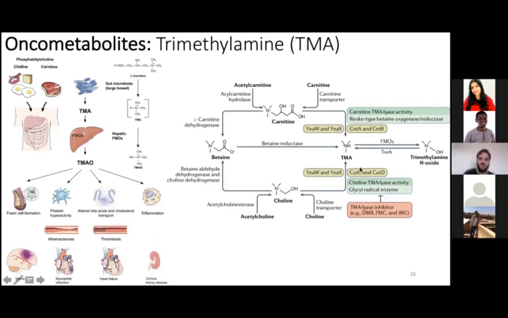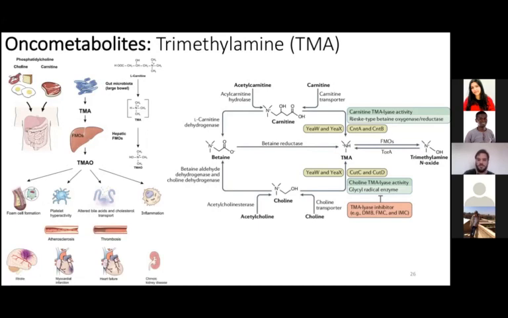So I'd like to draw your attention specifically to these two enzymes here, which are CutC and CutD. So CutC is the choline TMA lyase activity. So this is the main enzyme responsible for breaking down choline into trimethylamine. Then we also have CutD, which is the activating enzyme of CutC. So we were interested in looking at these particular genes in regards to colorectal cancer patients.